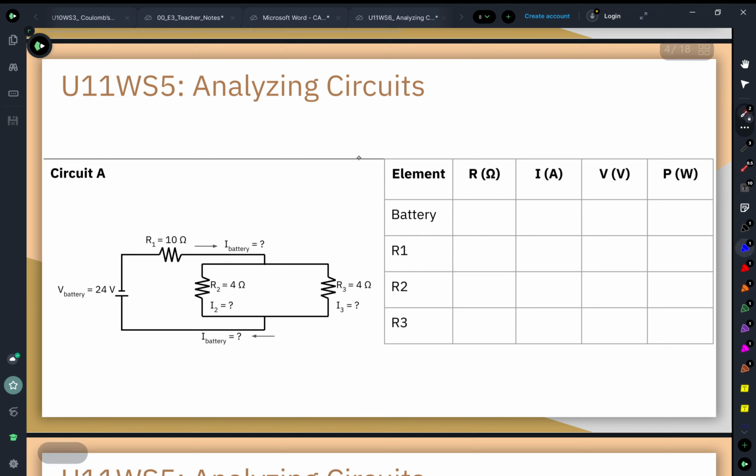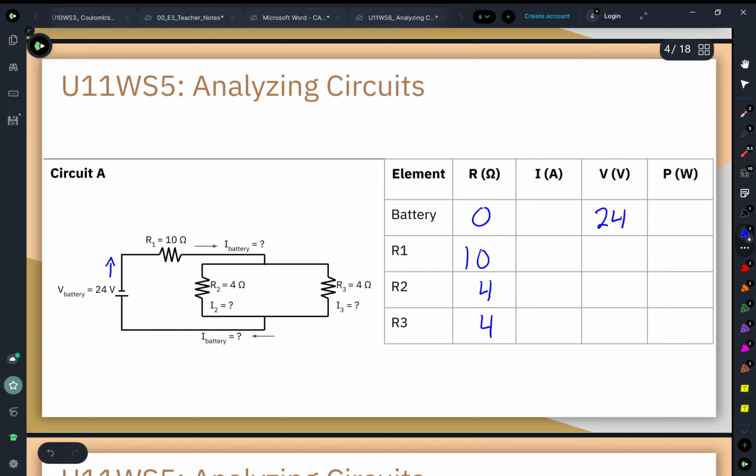When we are analyzing our circuits, the very first step we do is we write down what values we know. I know that the resistance for the battery will always be 0 ohms. I am told that the resistance of resistor 1 is 10 ohms, resistor 2 is 4 ohms, and resistor 3 is 4 ohms. What I also know from this circuit is that the voltage is going to be 24 volts for the voltage of the battery. And then the last thing I know is that our current is traveling in a clockwise direction.